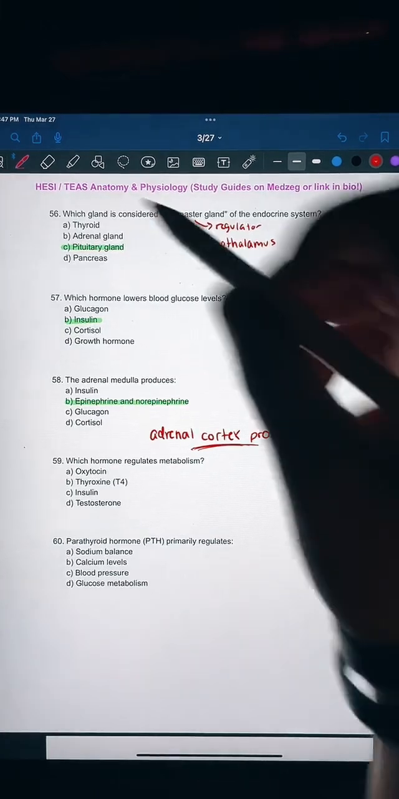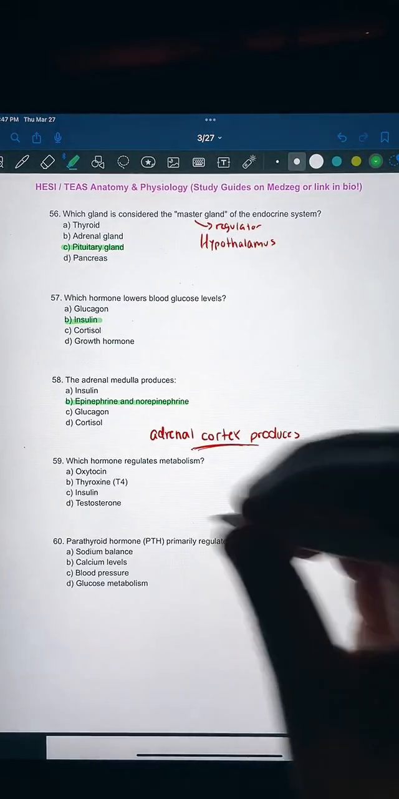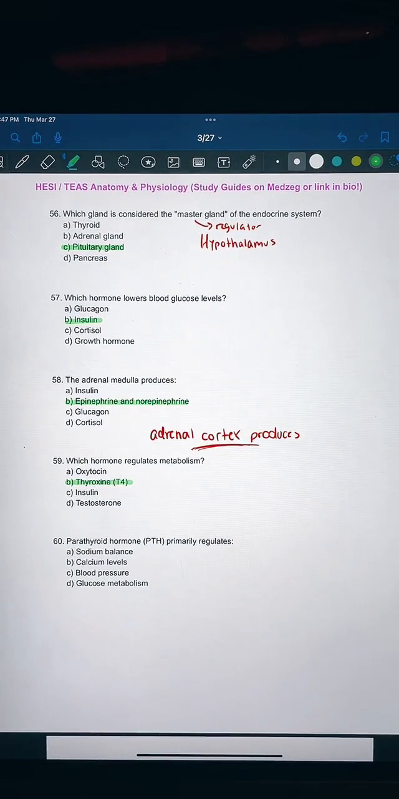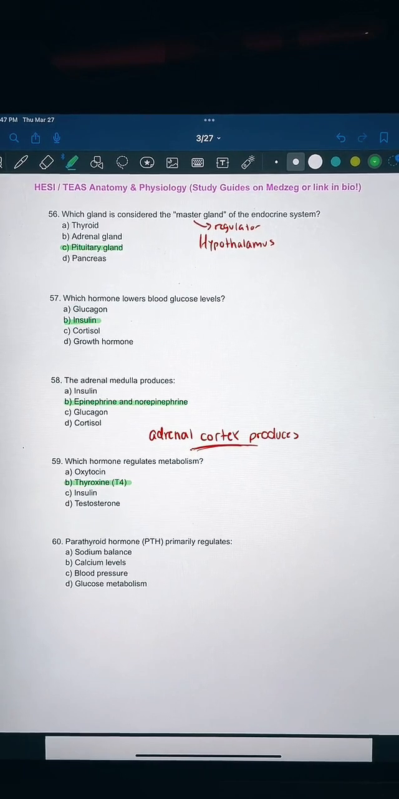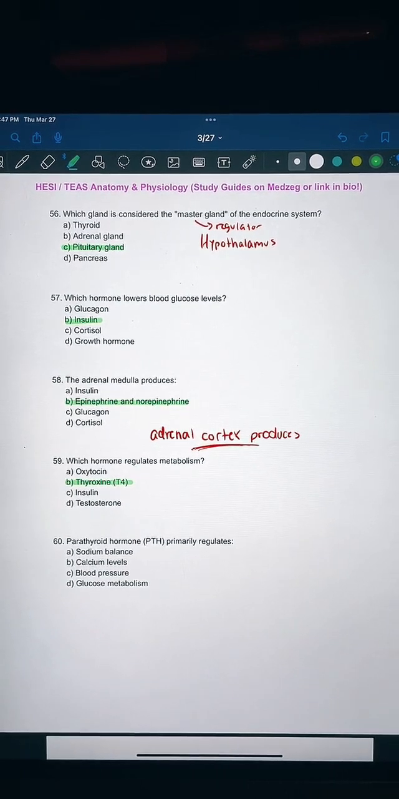But the hormone that regulates metabolism is going to be thyroxine, or T4. So our thyroid is mainly responsible for regulating metabolism and energy levels, and the thyroid gland produces T4, or thyroxine. Last question here of the day, guys. Parathyroid hormone, PTH, primarily regulates what?